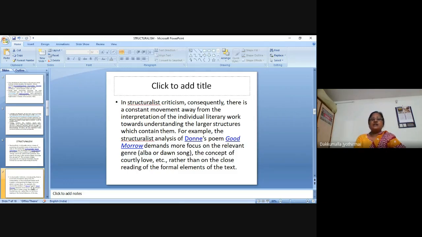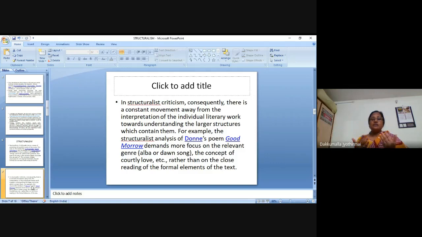For example, we are analyzing John Donne's poem The Good Morrow. If we want to analyze this poem from the perspective of structuralism, it demands more focus on the relevant genre to which this poem belongs, which is called the alba or dawn song, which of course deals with the concept of courtly love. So when we approach this poem from a structuralist point of view, we'll be focusing more upon the structure of this poem, which is, in other words, the alba.